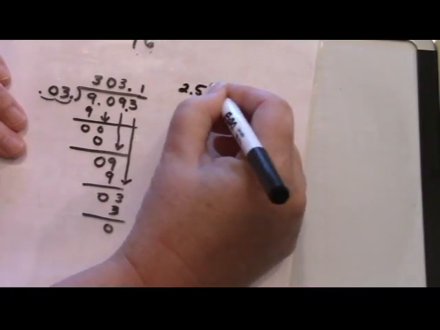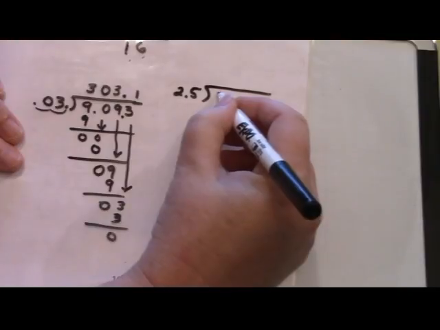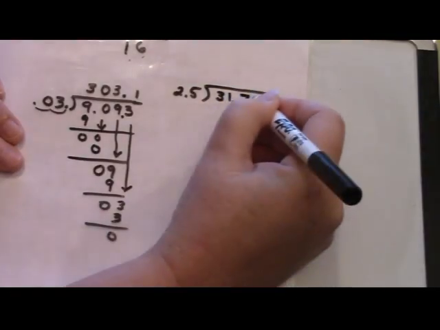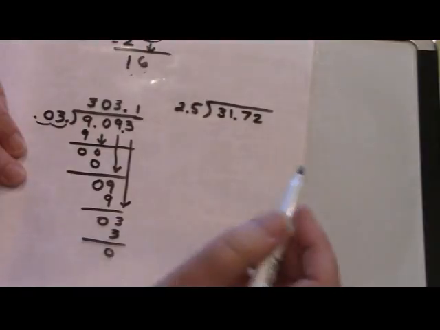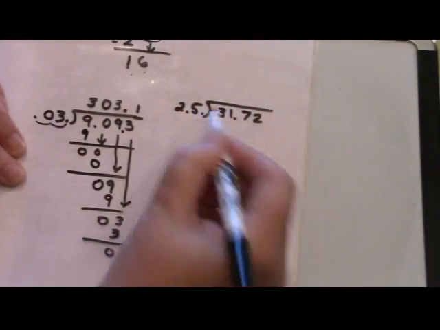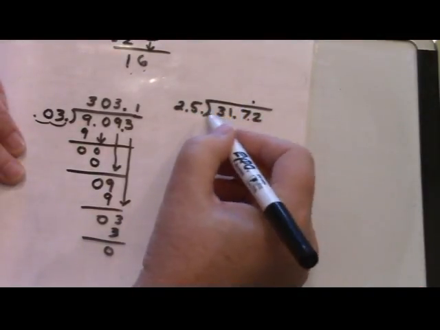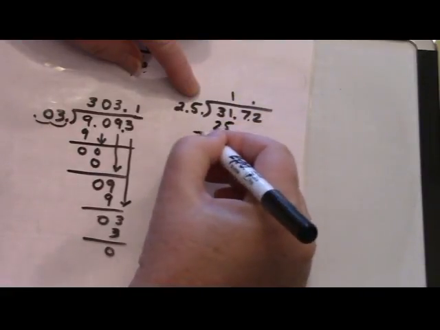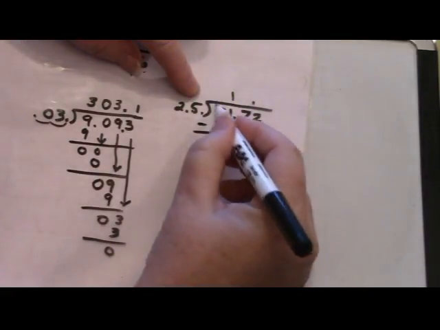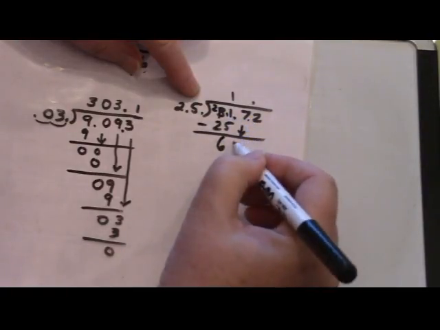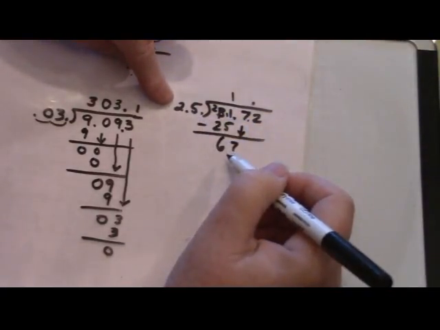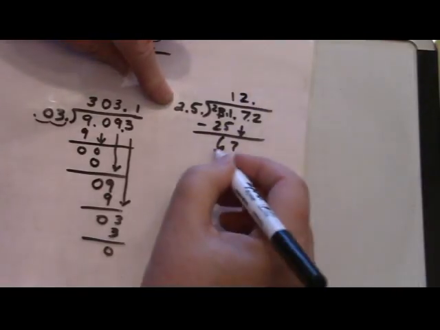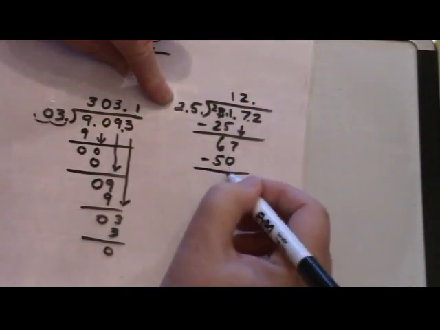Okay, let's do one more problem. 2.5 into 31.72. Well, I'm going to start by moving my decimal one place, which means I have to move it one place here. 25, closest we can get, 25 into 31 is just one time. We subtract, that gives us 6. Let's bring down the 7. And I know that 25 can go into 67 2 times. And that would make 50.